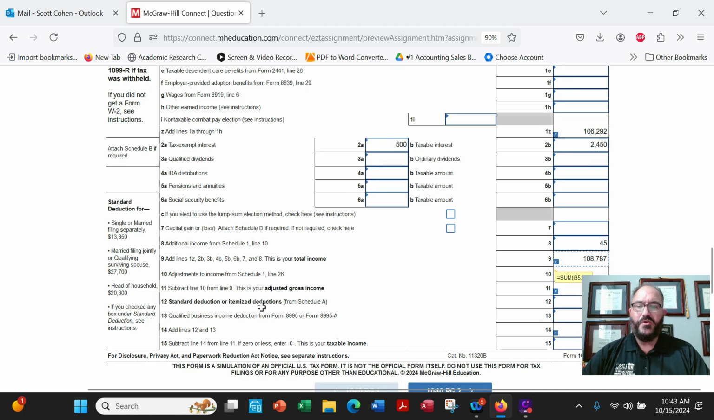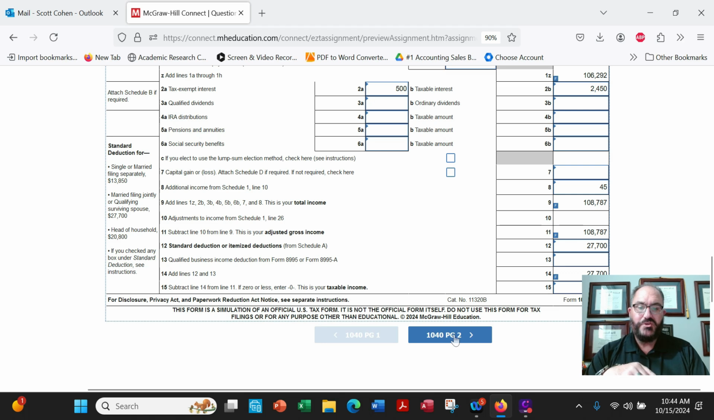And now here is the standard or itemized deduction. So they didn't give you anything about itemized deductions. So therefore, it's going to wind up being the standard deduction. Now this is 27.7. The reason why, this came from another book, and they're doing it based on the tax year of 2023. So now here's their taxable income. Okay. Now let's go to page 2. I'm going to go to 1040, then I'll show you those other items.